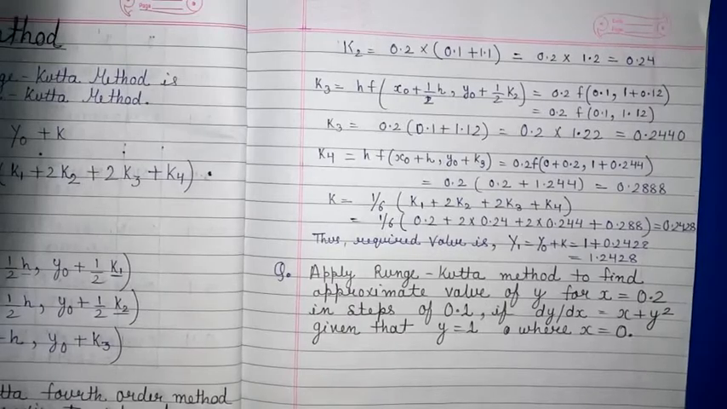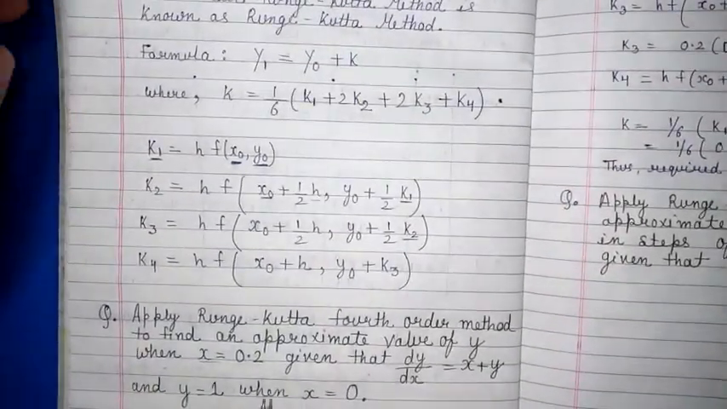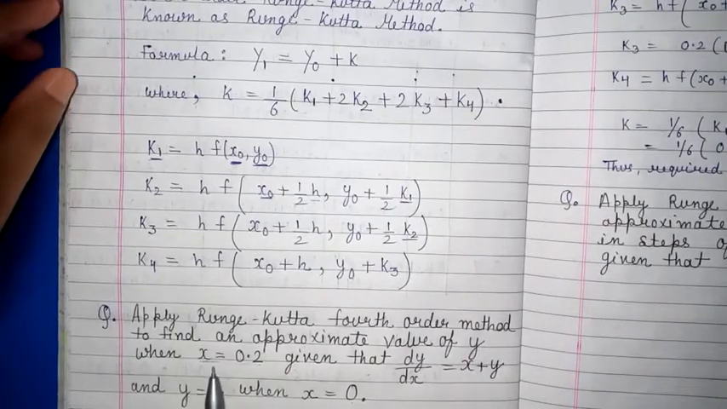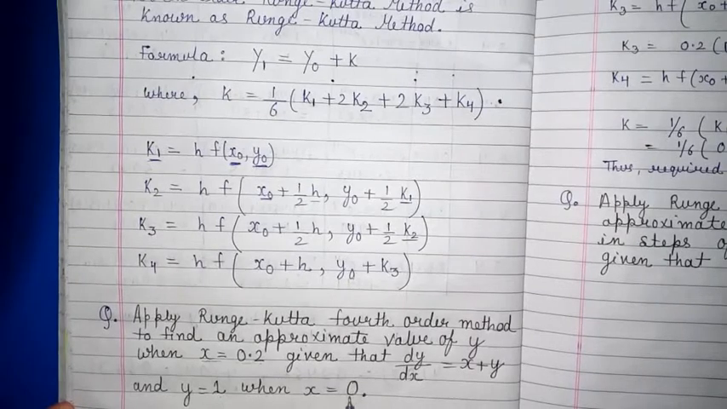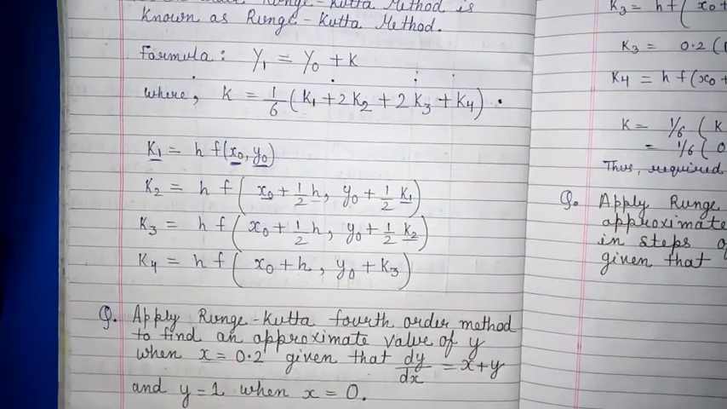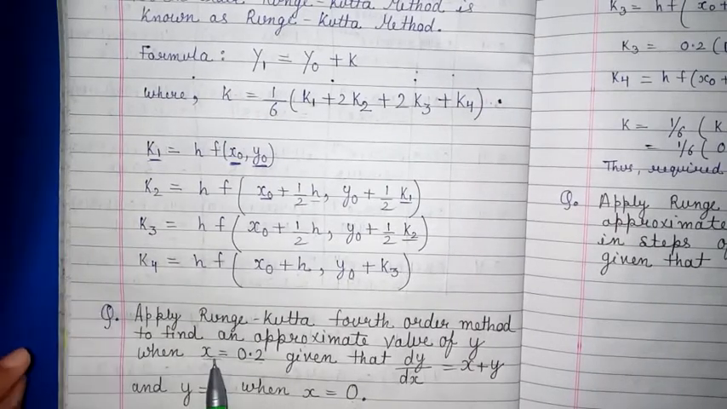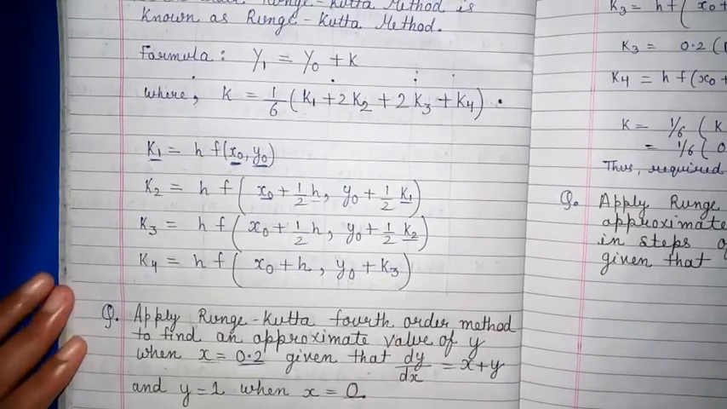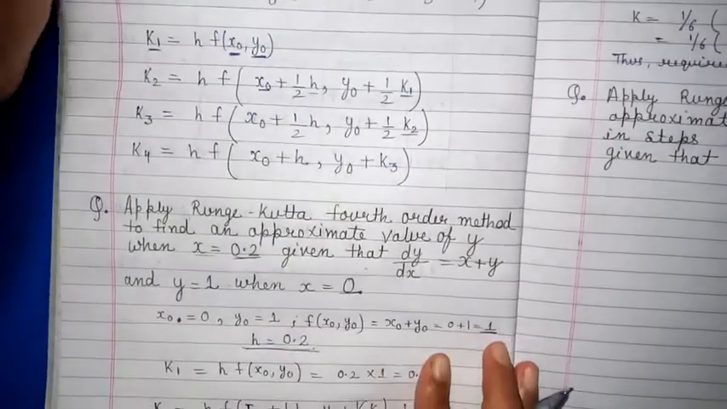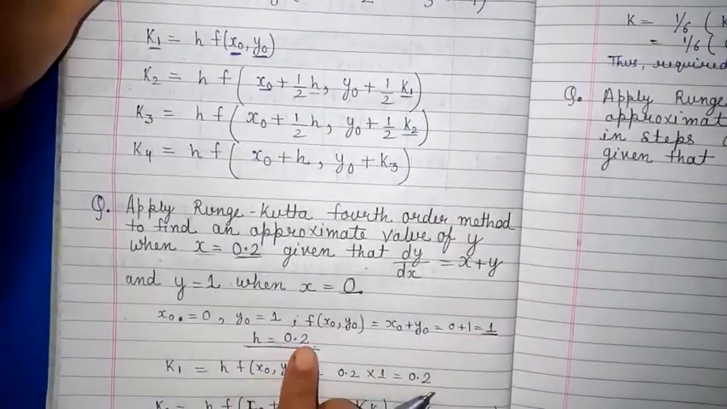Okay, so here students, one thing is that because we have to find the value of y when x is equal to 0.2, and earlier x was given as 0, and in one calculation the difference between x and this value is 0.2, so I have taken 0.2 as h. Therefore I have taken h equal to 0.2.